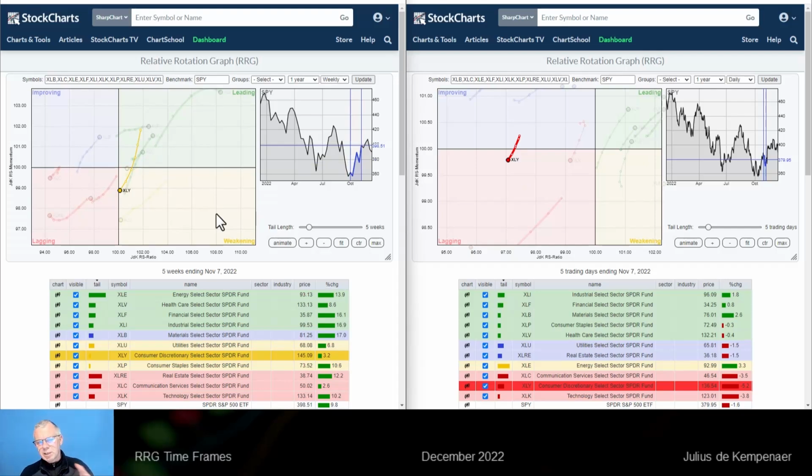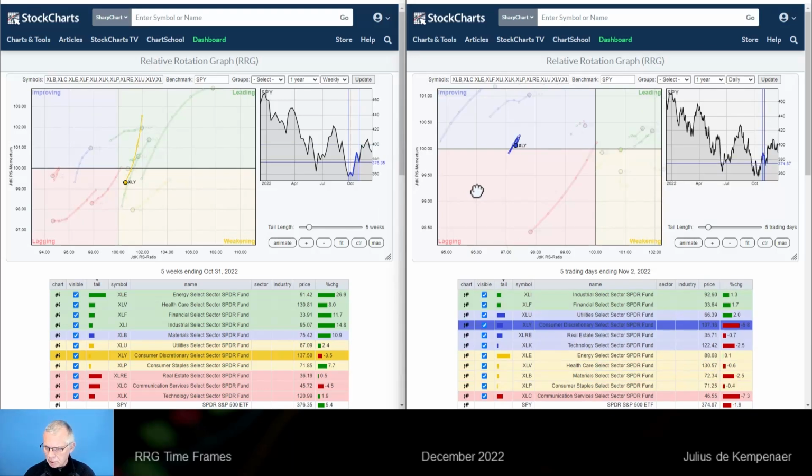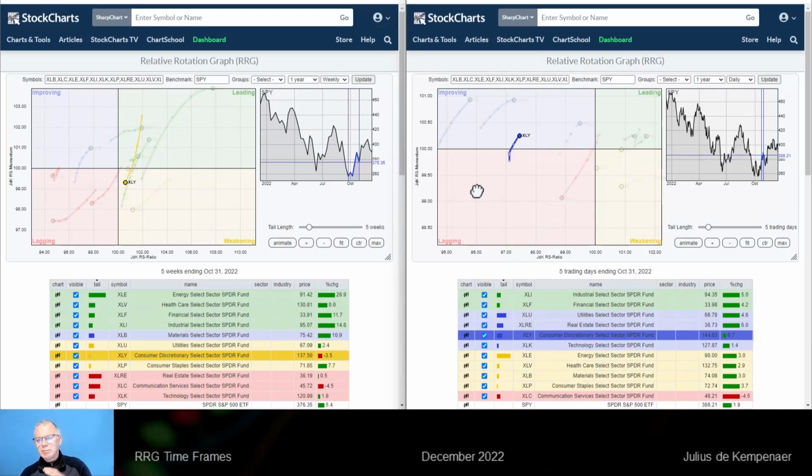And this is what I'm trying to explain when I talk about tying these two together in Sector Spotlight. Because if you go back to October 31, we go back to October 31 here. Now here we are in improving, and here we are way down. So to me, this is very clear. This is a long-term relative downtrend, and this is a hiccup.